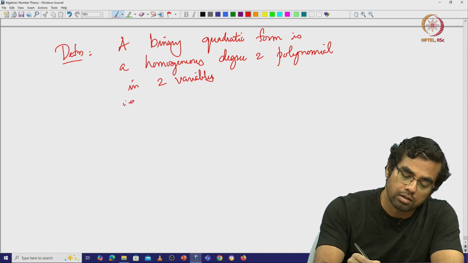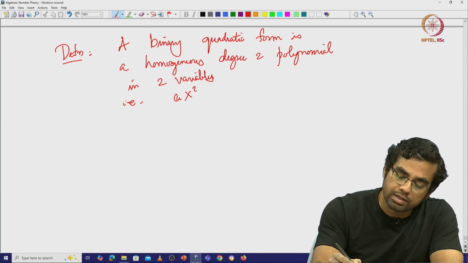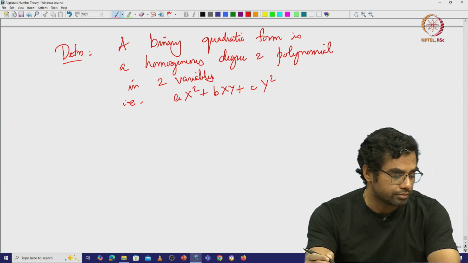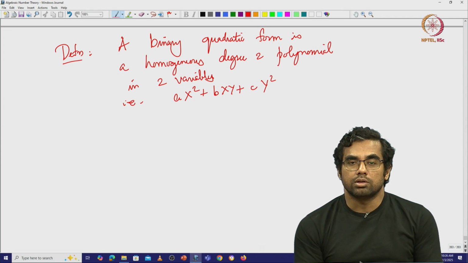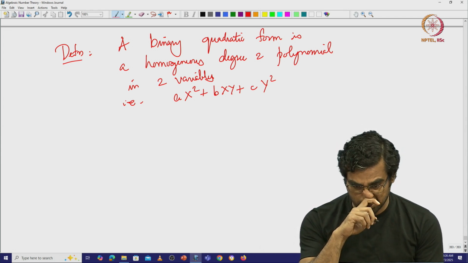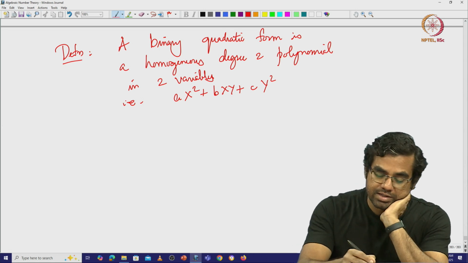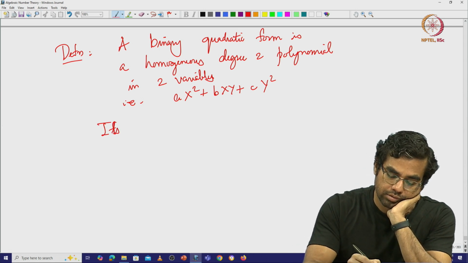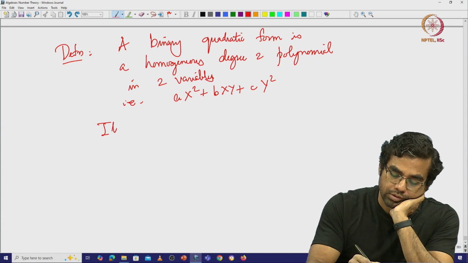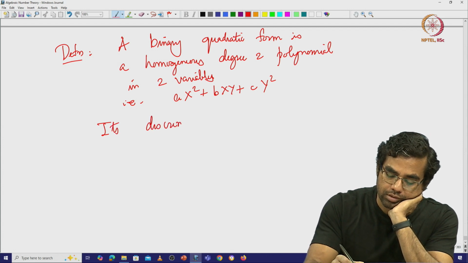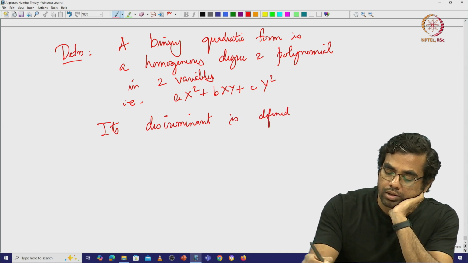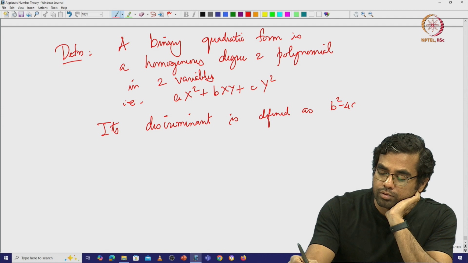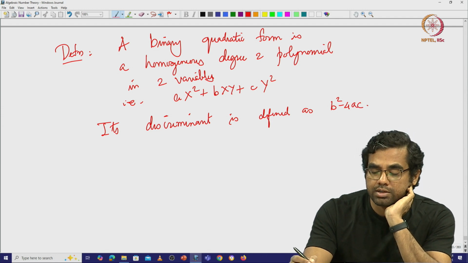Okay, so it is of the form ax squared plus bxy plus cy squared. Because it is a homogeneous polynomial of degree 2, these are all the terms that can occur in it. Its discriminant is defined as b squared minus 4ac, and you shouldn't be surprised to see this quantity.